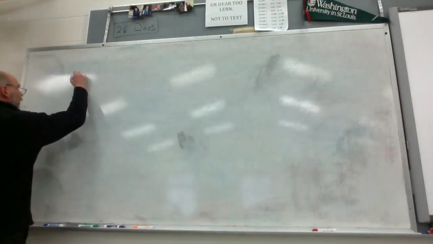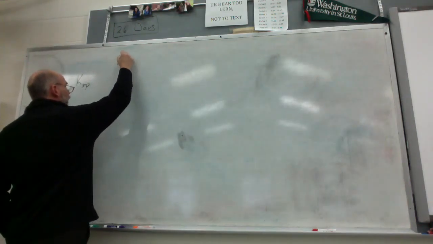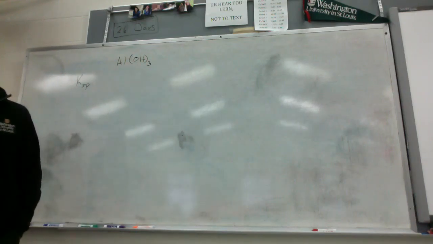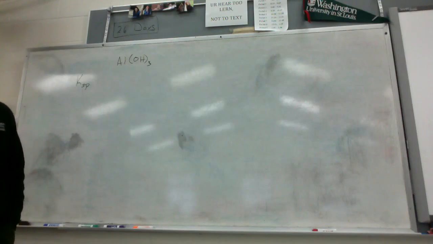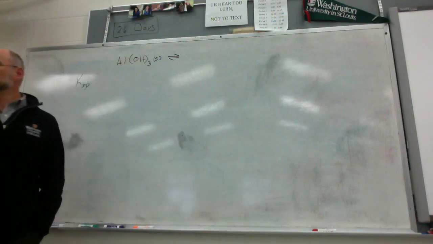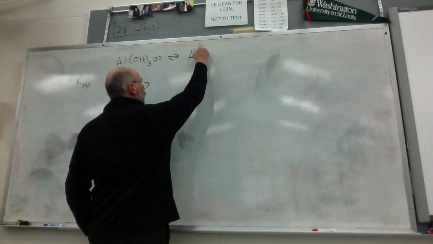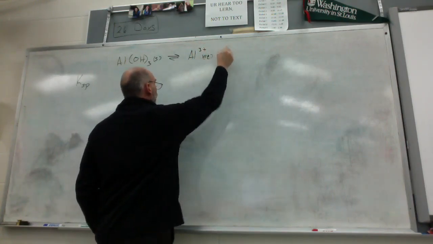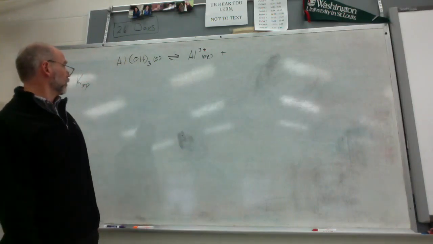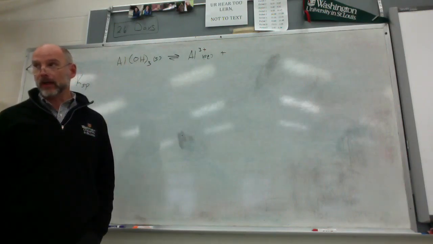However, there's something to consider. If we were going to look at the solubility of aluminum hydroxide, you may recall that this is what we would consider to be an insoluble substance. Dissolve this stuff in water, we're going to get some aluminum ion, and how many hydroxides? 3. There you go.